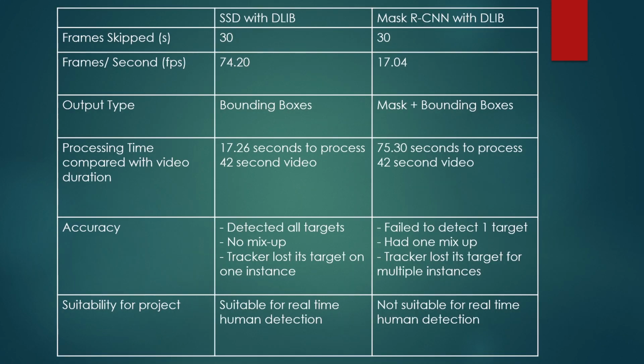This is the conclusion of my work done so far with SSD and Mask RCNN with Dlib. As you can see, the accuracy for SSD is much higher as it detected all the targets with no mix-up, and the tracker only lost its target on one instance, while Mask RCNN failed to detect one target, had one mix-up, and lost its target on multiple instances, not to mention that it had a higher processing time compared to SSD. Hence, SSD with Dlib is much more suitable for real-time human detection and is more suitable for my project implementation.